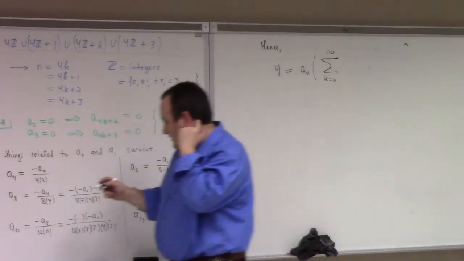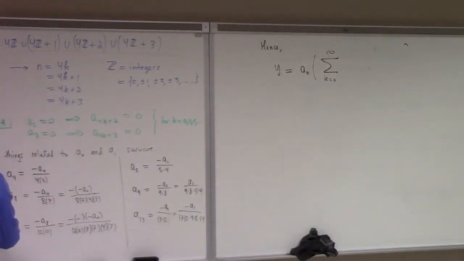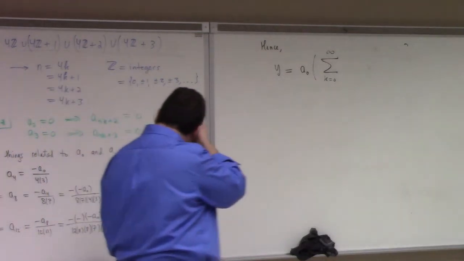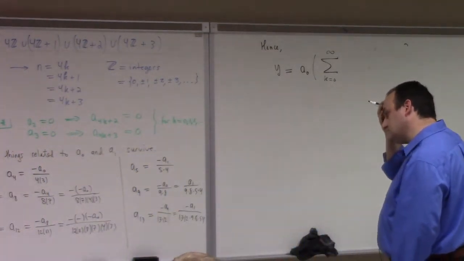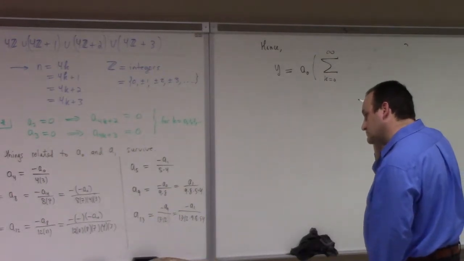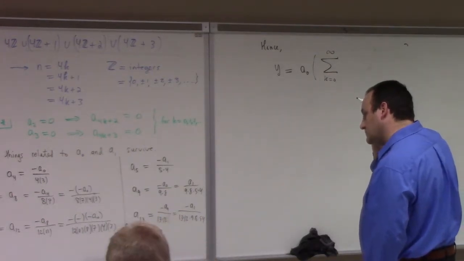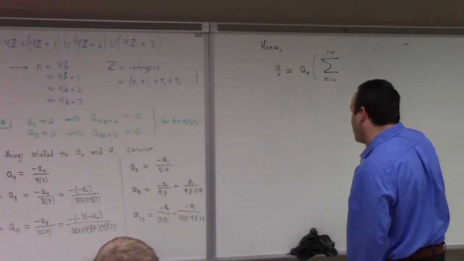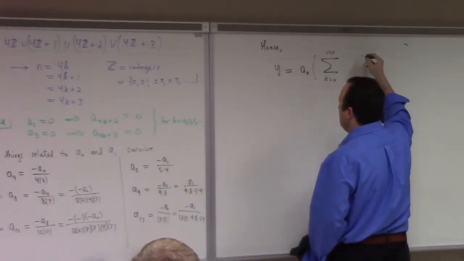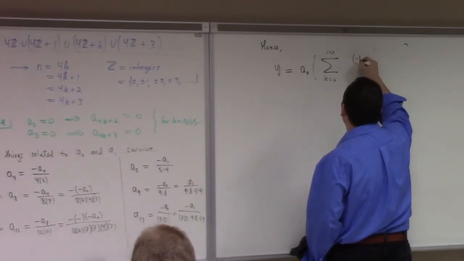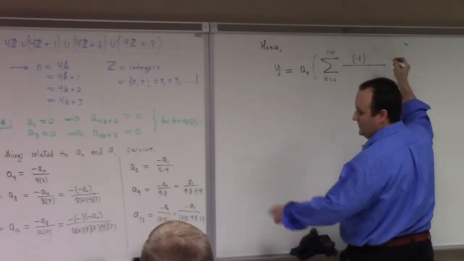Let's see here. I've got to think about this for a second. This is a sub 2 times 4, right? This is a sub 3 times 4. What's my pattern? Okay. So it is minus 1 to something. What's the something? I'll do the easier part.